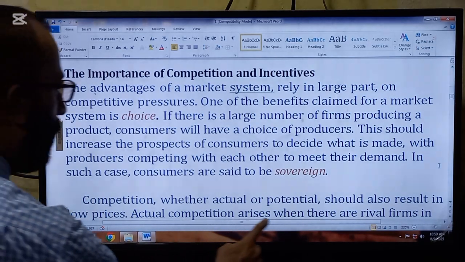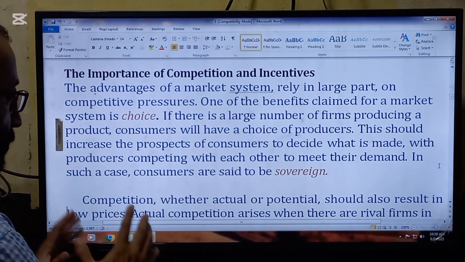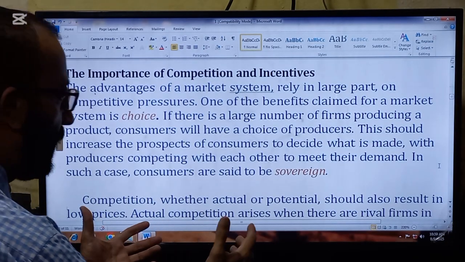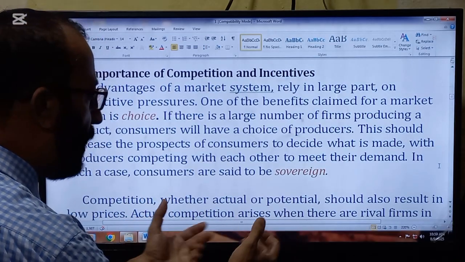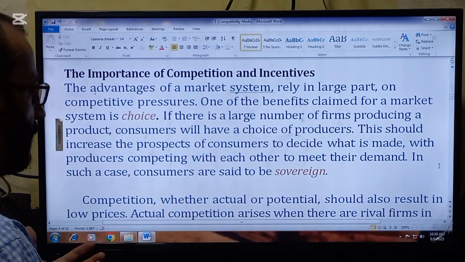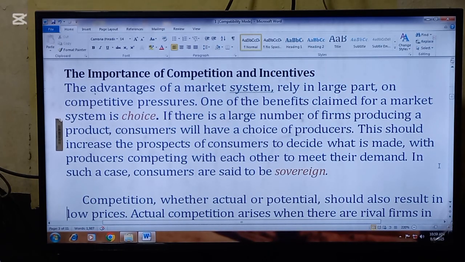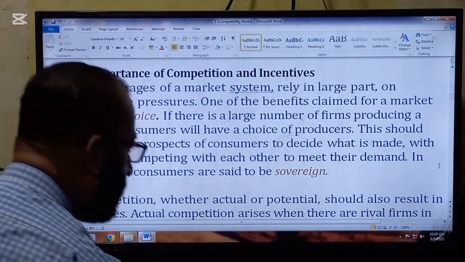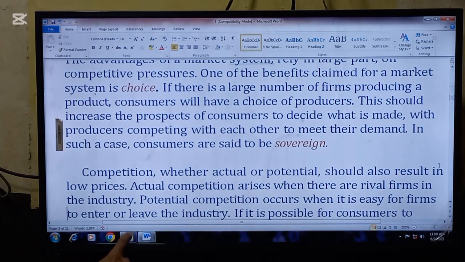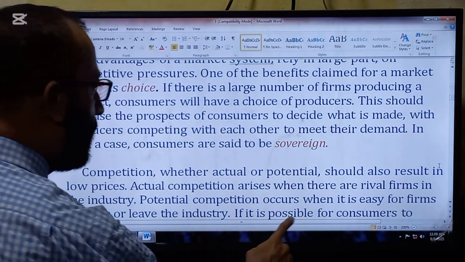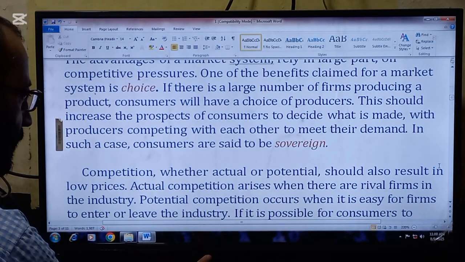Competition, whether actual or potential, should also result in low prices. It is quite obvious because the suppliers will try to attract the consumers, so they will try to keep their prices as low as possible. Actual competition arises when there are rival firms in the industry. Potential competition occurs when it is easy for firms to enter or leave the industry.